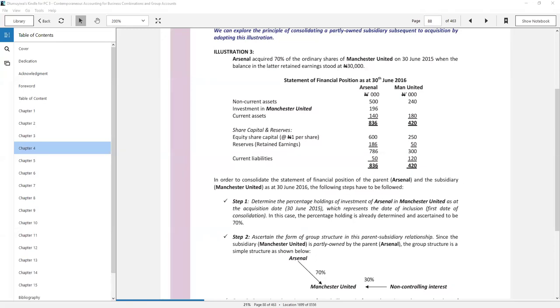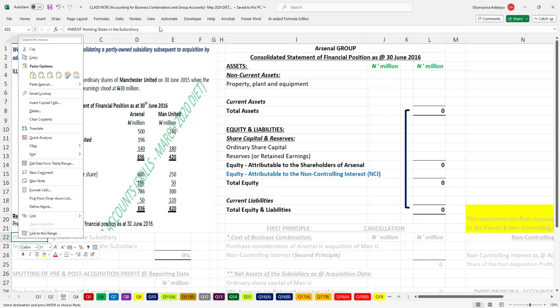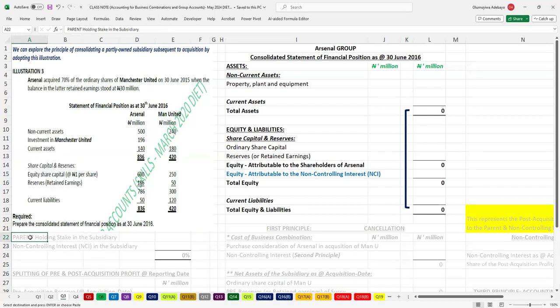Okay, thank you. Now, let's look at the steps from our own angle here. The first thing is that Arsenal has 70% stake. What then will be non-controlling interest, given that this is a partly owned subsidiary? That simply means non-controlling interest will be the balance. If Arsenal is 70% and the subsidiary has to be owned 100%, automatically, the non-controlling interest will be 30%.